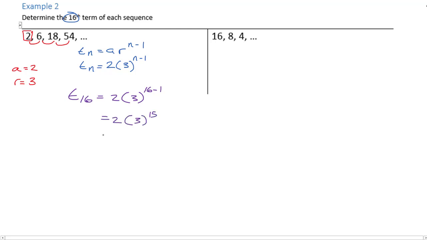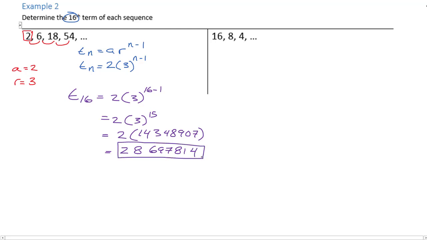What you'd have to do is punch in your calculator, what's 3 to the power of 15, which I got written down here, 14,348,907, and then times that by 2. Okay, so the 16th term is 28,697,814. So these grow really quickly, because we're multiplying each time.